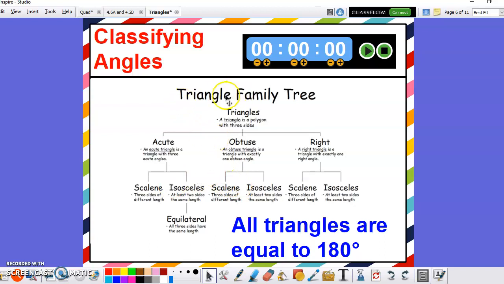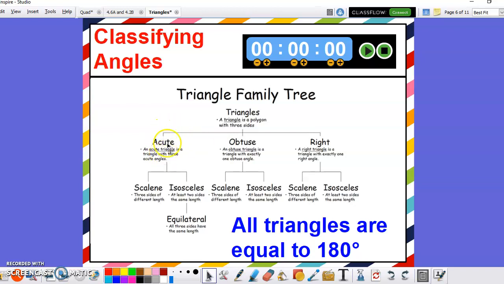So we can also think about the different ways that triangles are classified or categorized. Looking at this family tree, so these are all triangles. A triangle is a polygon with three sides, and then we have acute, obtuse, and right. And then it gives us the definition of acute triangles. And all of these anchor charts can be found inside of your Google Classroom if you need to go back and refer to them.